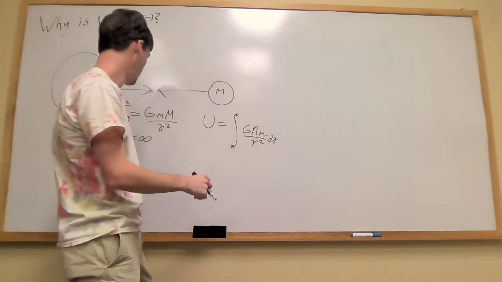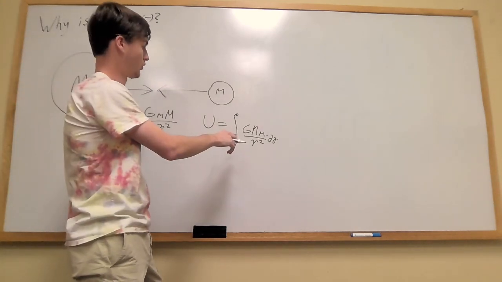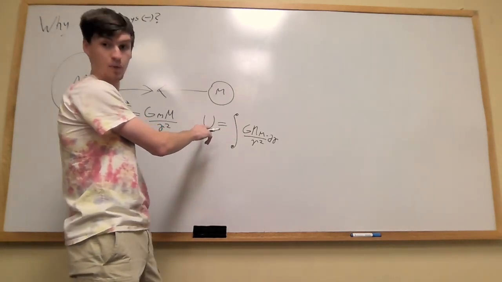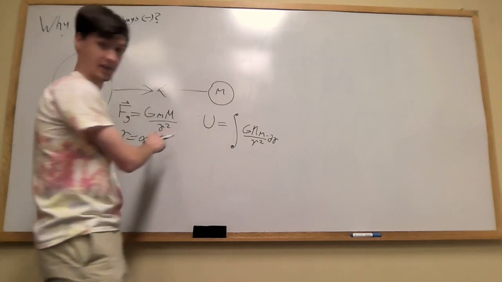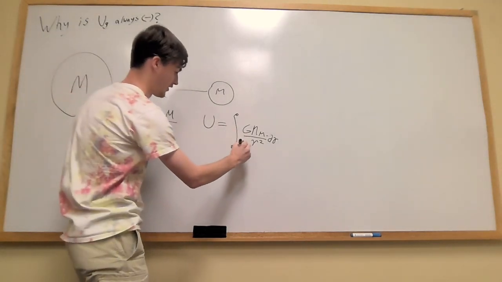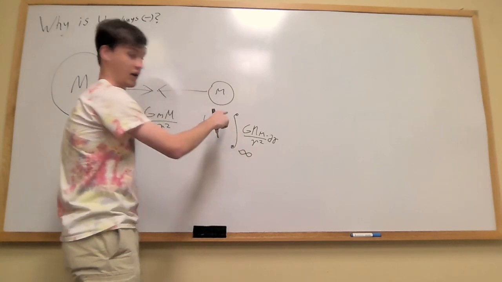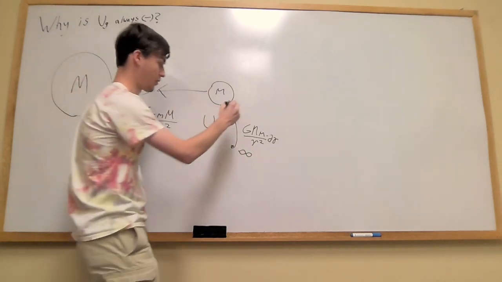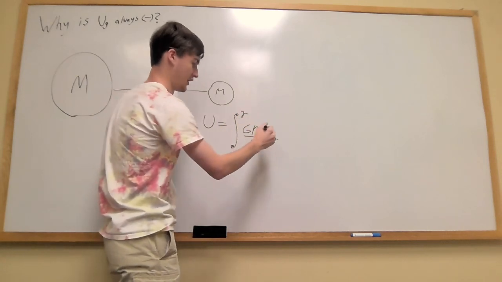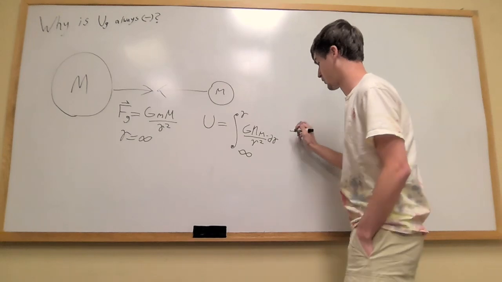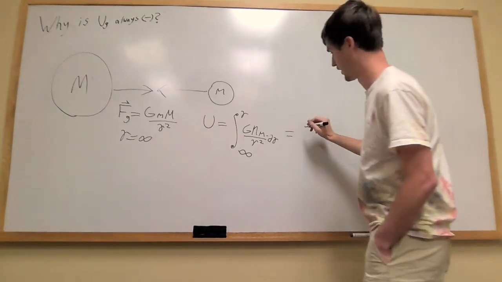So now, our bounds for the integral, we are going to say that the potential is going to be zero at R equals infinity, which means that our lower bound is going to be infinity. And then our upper bound, well, we want to know this for any R, so our upper bound is going to be R. And then if we compute this, you're going to find that this integral comes out to negative.